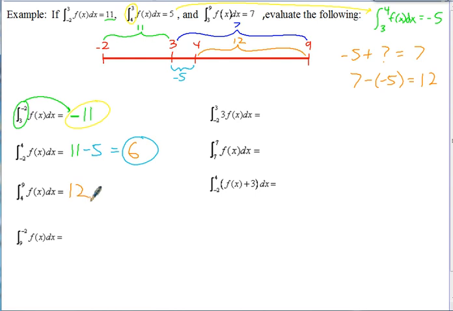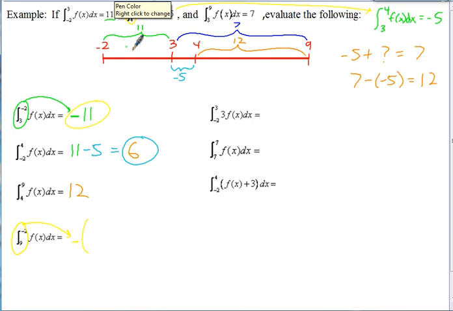Now notice again this one, negative 2 to 9, non-standard order. It says 9 to negative 2, usually the negative 2 would be here, the 9 would be there. So just make it the opposite sign. But this time we're going for basically the whole number line that's on here, negative 2 all the way to 9. So I'll put in parentheses.